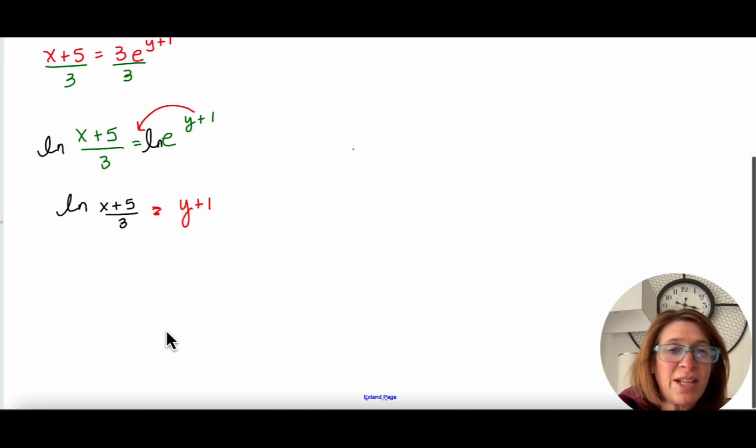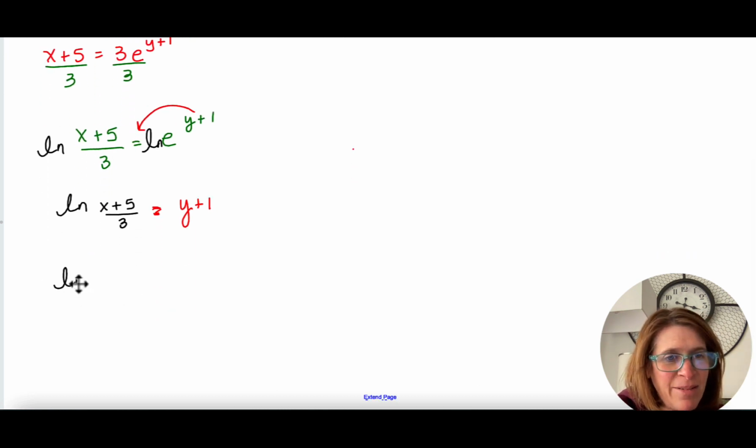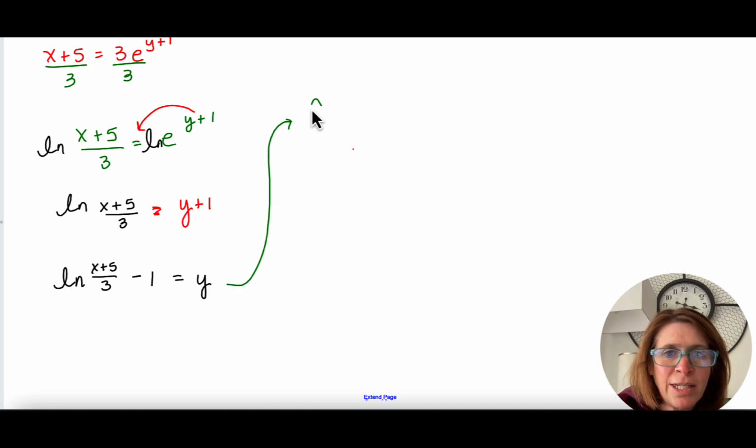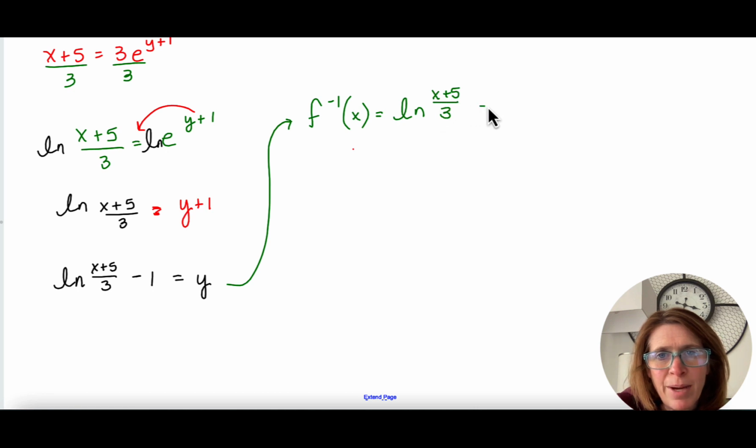All right, so I'm almost done. Now I've got ln of (x plus 5) over 3, and I subtract 1. So minus 1 equals y. All right, so my final answer would be an inverse equation, or inverse function. The inverse of x equals ln of (x plus 5) over 3, minus 1. Make sure that negative 1 is not part of the argument.